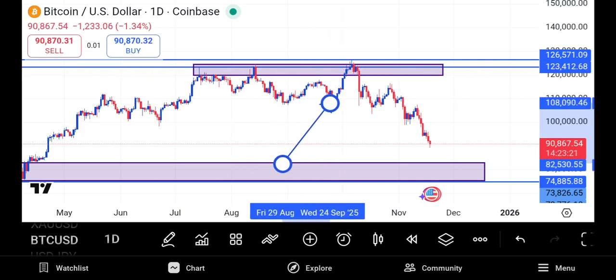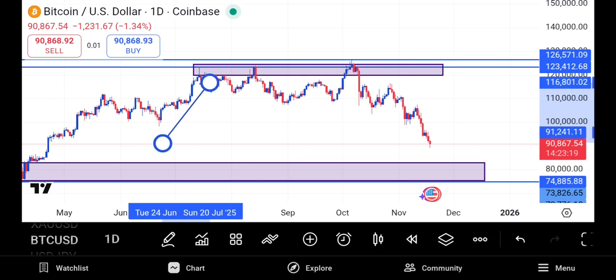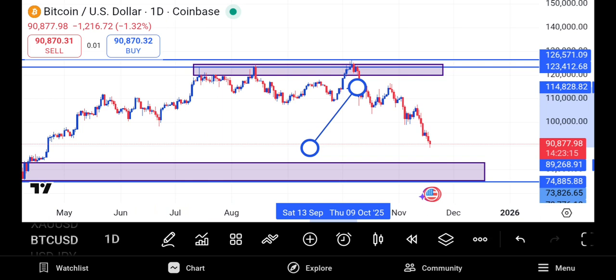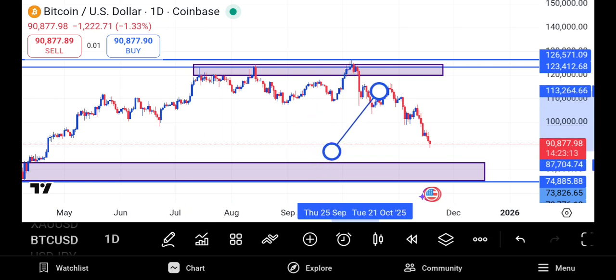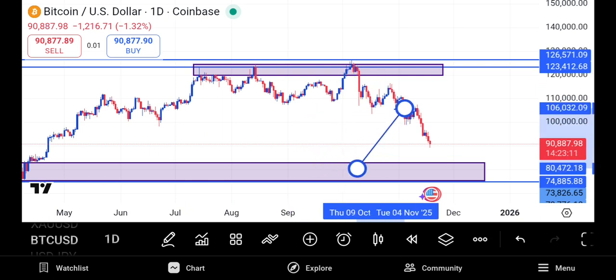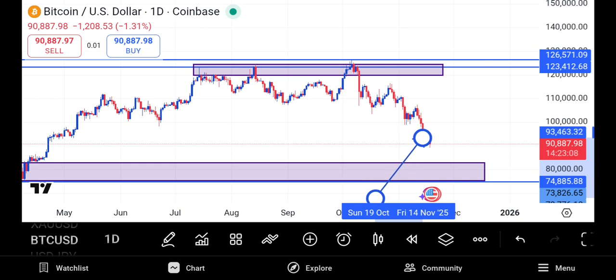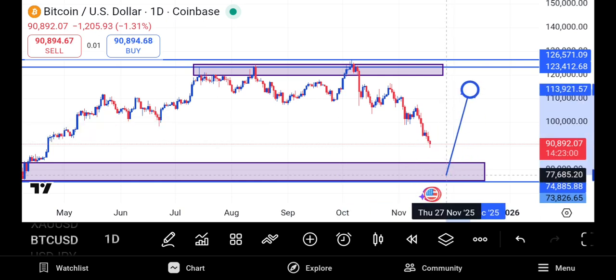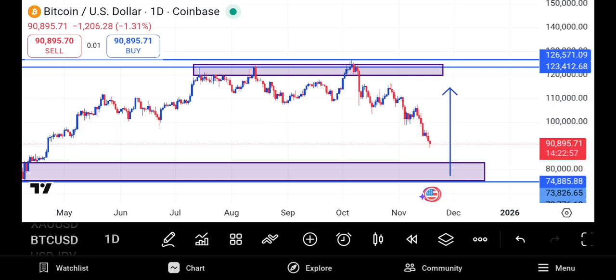So hence y'all can see we rejected not once but twice and 3 times, and now we created that lower low, lower high, lower low, lower high, and now that lower low. And what do I expect now? I expect price to come down to the support zone and continue going back up to the upside, right?